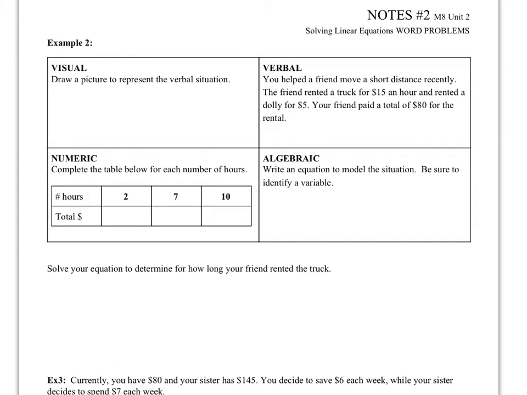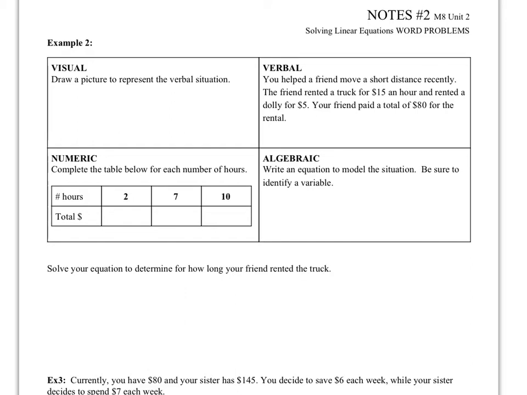So in example 2, we're going to fill in each of these independently, but let's talk about the verbal model first, and then we'll take them one at a time to make sure that before we do numeric, we've got the visual, and before we do the algebraic, we've got the numeric. So we said we helped a friend move recently, and they rented a truck for $15 an hour, and then they also rented a dolly for $5. So that dolly is kind of like one of those things you can stack boxes on and wheel around. So that's just a one-time fee, and they paid a total of $80 for the rental.